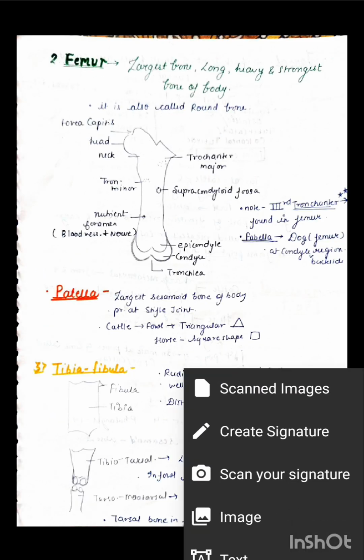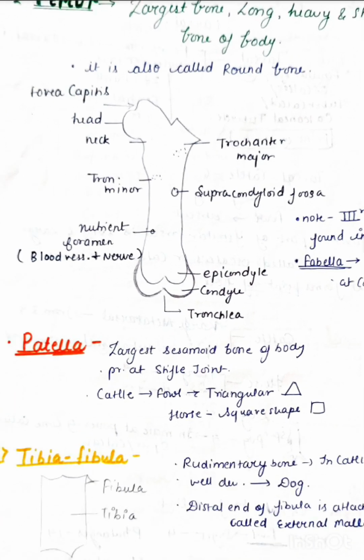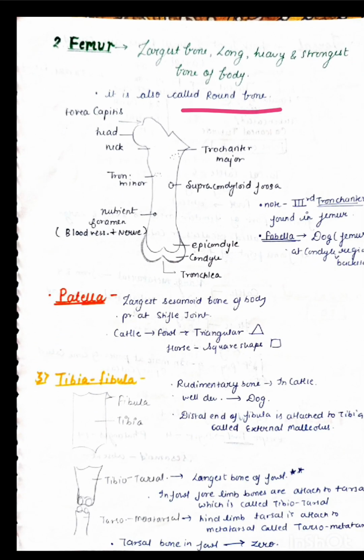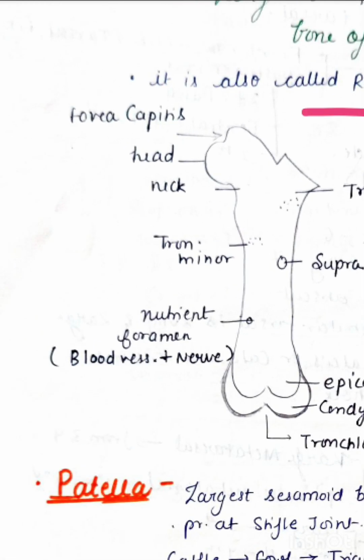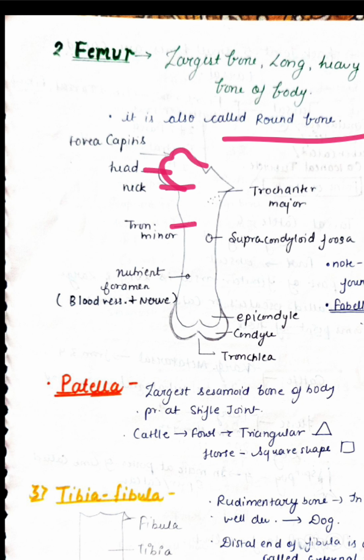Now we come to the femur. The femur is the longest, largest, heaviest and strongest bone of the body. It is also called a round bone because it is approximately round in shape. This is the fovea capitis. This is the head of the bone. This is the neck. This is the nutrient foramen, through which blood vessels and nerves supply the bone.